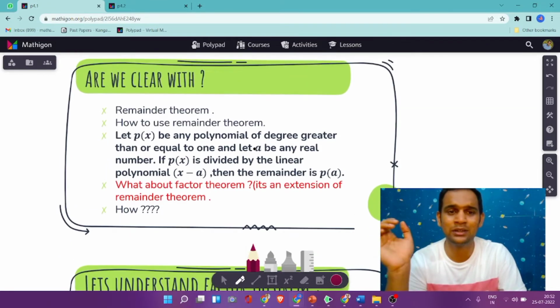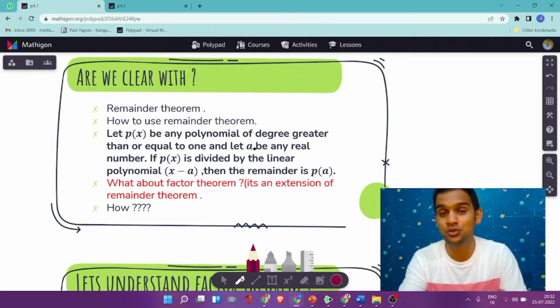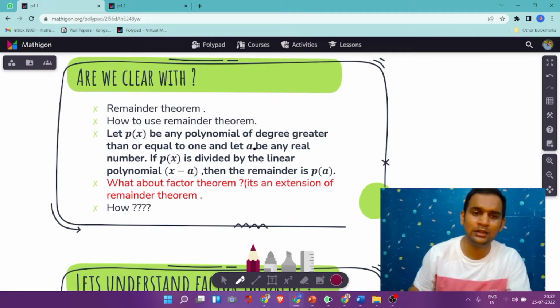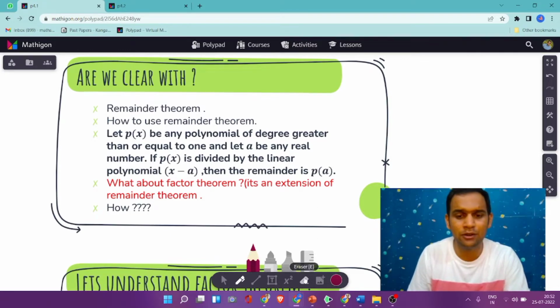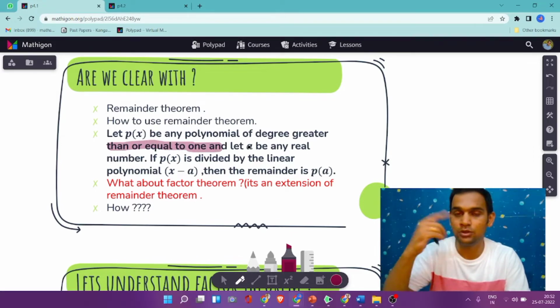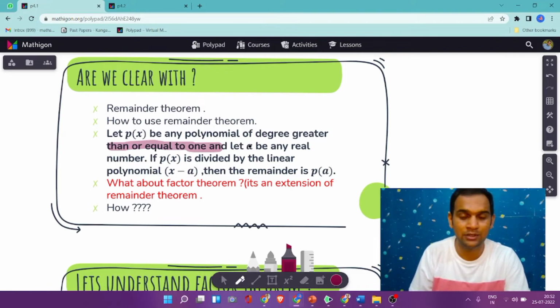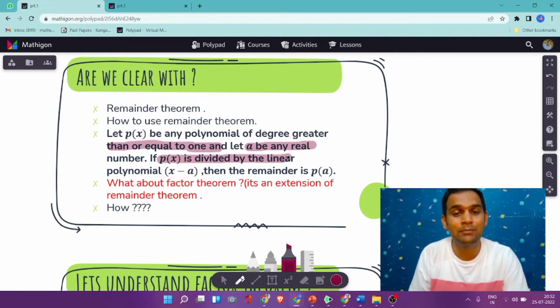First thing, are we clear with the remainder theorem and how to use it? Quickly revise what the remainder theorem is. Let p of x be a polynomial of degree greater than or equal to 1. That explanation I've already done. If you are not clear, go to the playlist and you will find the remainder theorem video. Let a be a real number. If p of x is divided by the linear polynomial x minus a, then the remainder is p of a.